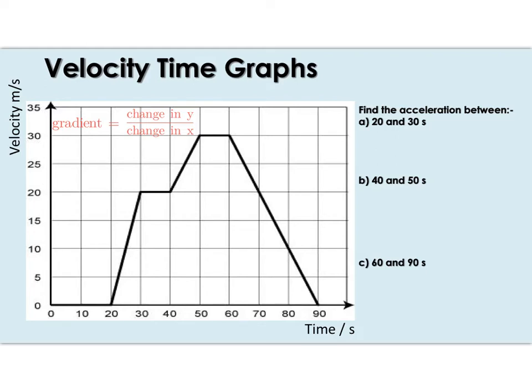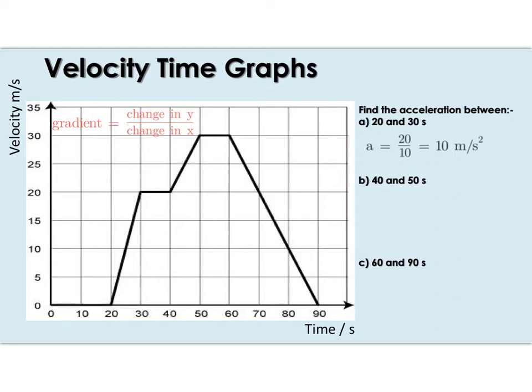So you can see here between 20 and 30 seconds, the change in y is 20 and the change in x is 10 seconds. So if we follow that working over here for this triangle, as I said before, 10 is my x, so put 10 in there, 20 is my y, so 20 over 10 is 10 meters per second squared, so my acceleration is 10 meters per second squared in that bit.